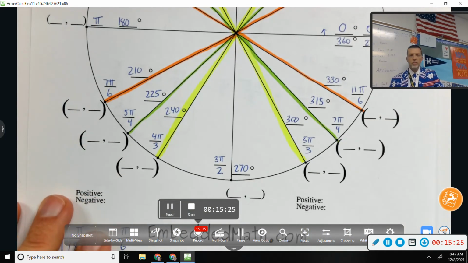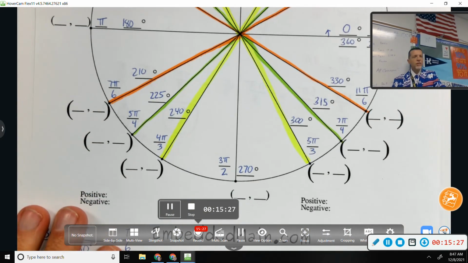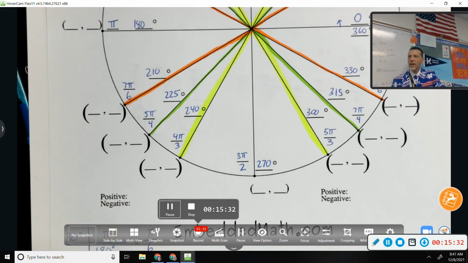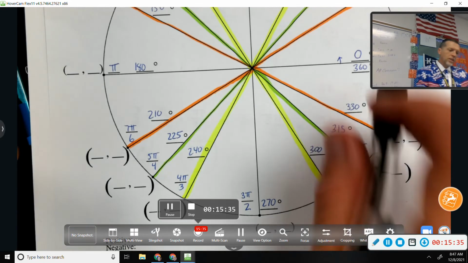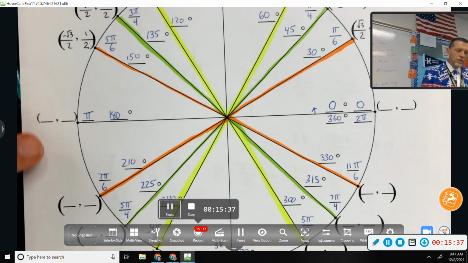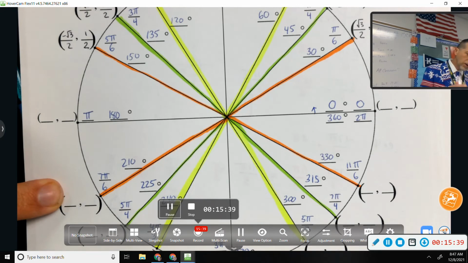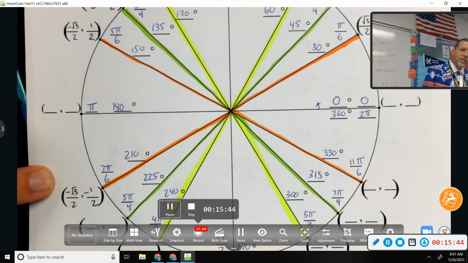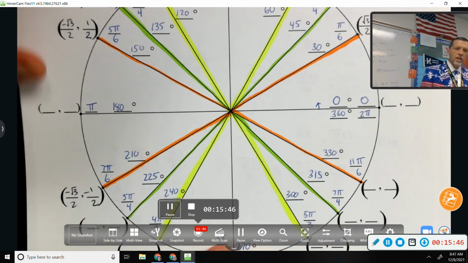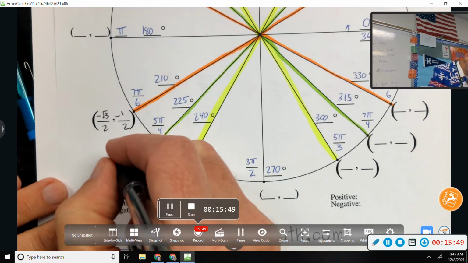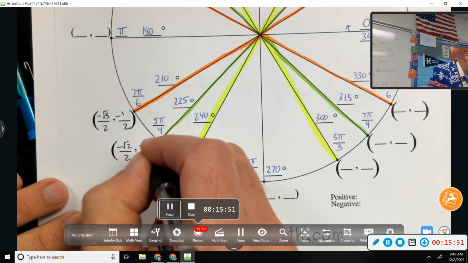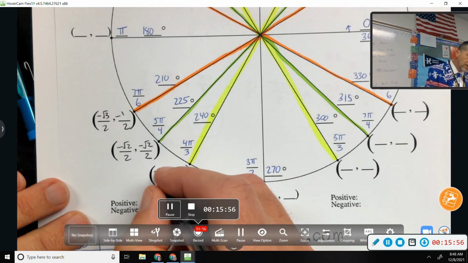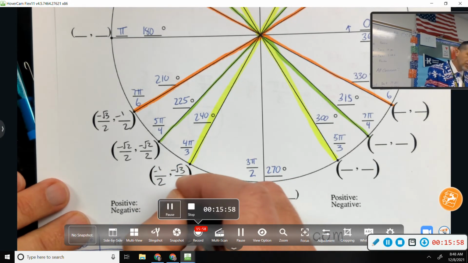Speaking of positives and negatives, third quadrant. Who's positive and who's negative in the third quadrant? They're both negative. So you can go back to the first quadrant or you can go back to the second quadrant, either one. But at the over 6 marker, negative root 3 over 2, negative 1/2. At the over 4 marker, negative root 2 over 2, negative root 2 over 2. At the over 3 marker, negative 1/2, negative root 3 over 2.